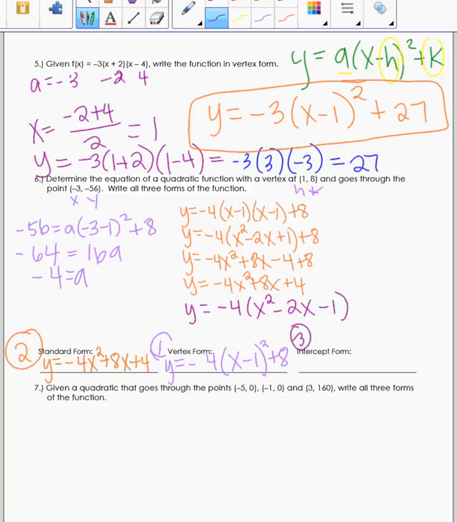Always double check your work. So your intercept form is y equals negative 4, and then when you factor that out, we get x and x, and then we need minus 1 and minus 1, I think. Oh, guys, I did something wrong here. Shocker. Who's surprised right now?